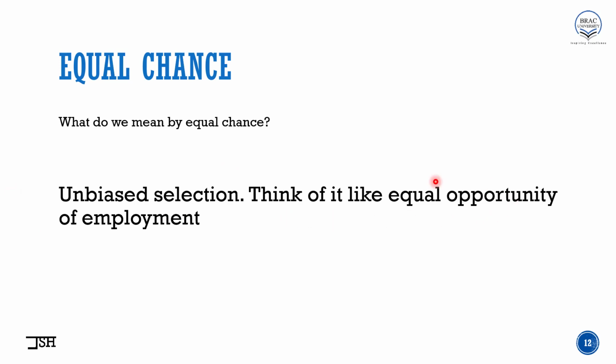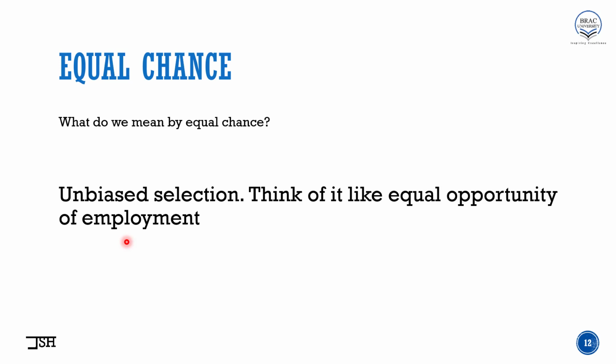Think of it like equal opportunity of employment. So there will be no bias in selection, all right? Everyone will have an equal chance of getting the job, right? In equal employment opportunity, there will be no bias or no nepotism or no favor. The same thing applies to the concept of equal opportunity of being selected in the sample. When we are selecting someone for a sample, we will not be biased towards somebody. We will provide every single person in the population an equal opportunity of being selected in the sample.